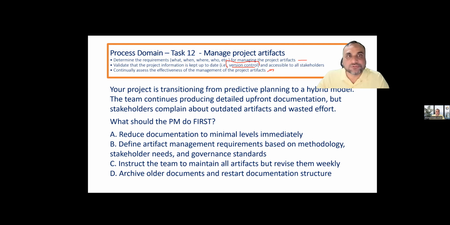Your project is transitioning from predictive planning to a hybrid model. The team continues producing detailed upfront documentation, but a stakeholder complains about outdated artifacts and wasted efforts. What should the PM do first? Please put your answers in the chat window and then we can discuss.